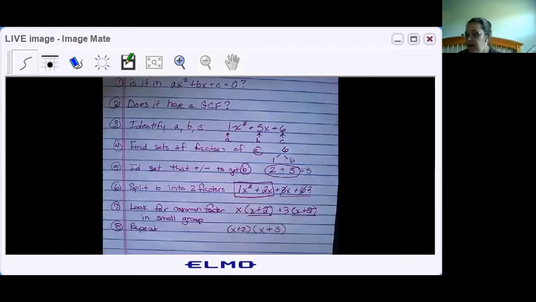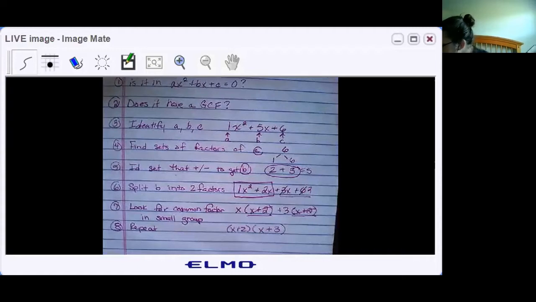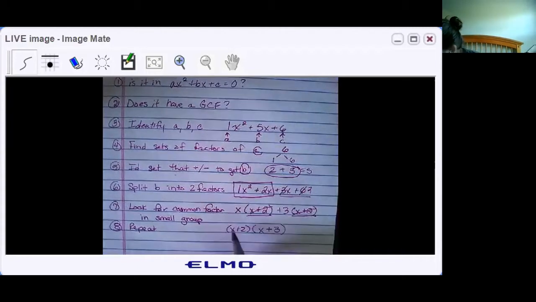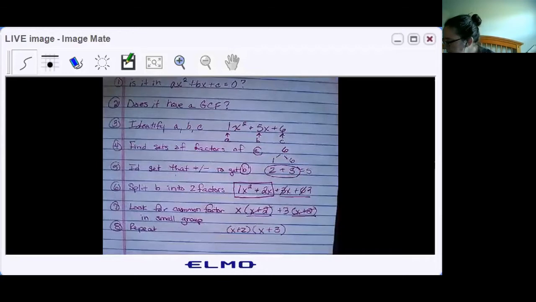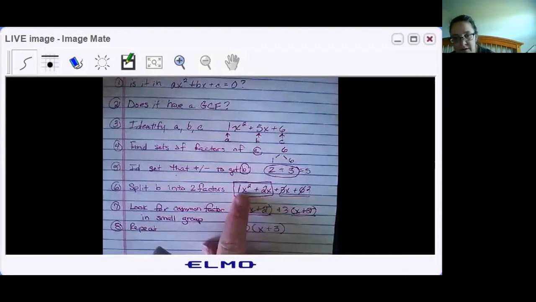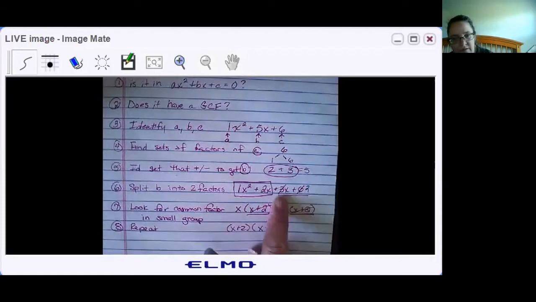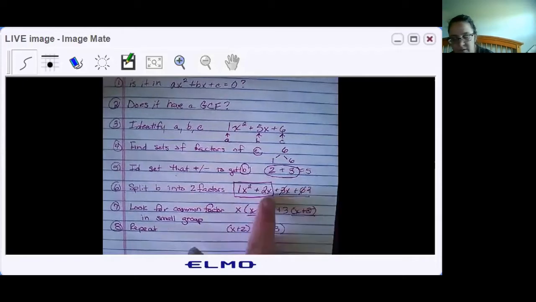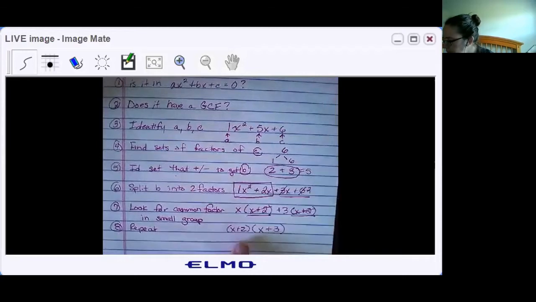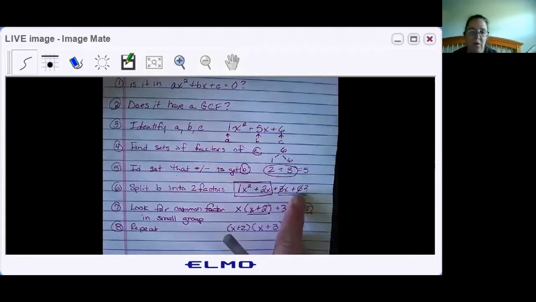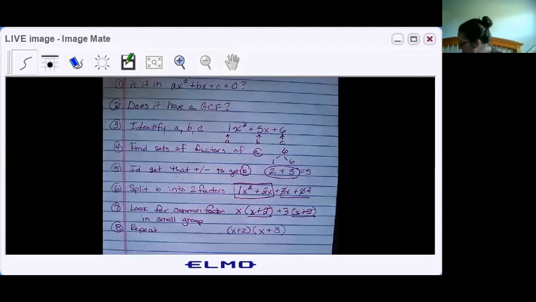Now, is there a way I could check this? Yeah. I just do my FOIL again. If I FOIL this, what's going to happen? Well, x times x is x squared. X times 3 is 3x. X times 2 is 2x. 2 times 3 is 6. So I'm going to find all my pieces that I already started with. So let me find a problem for you to work.